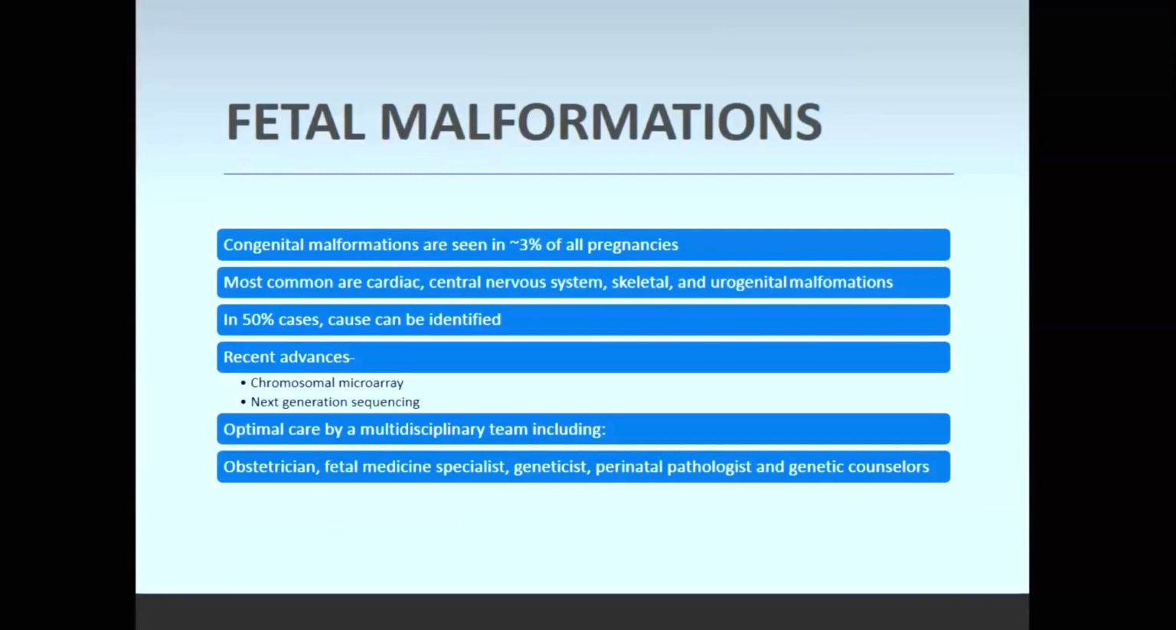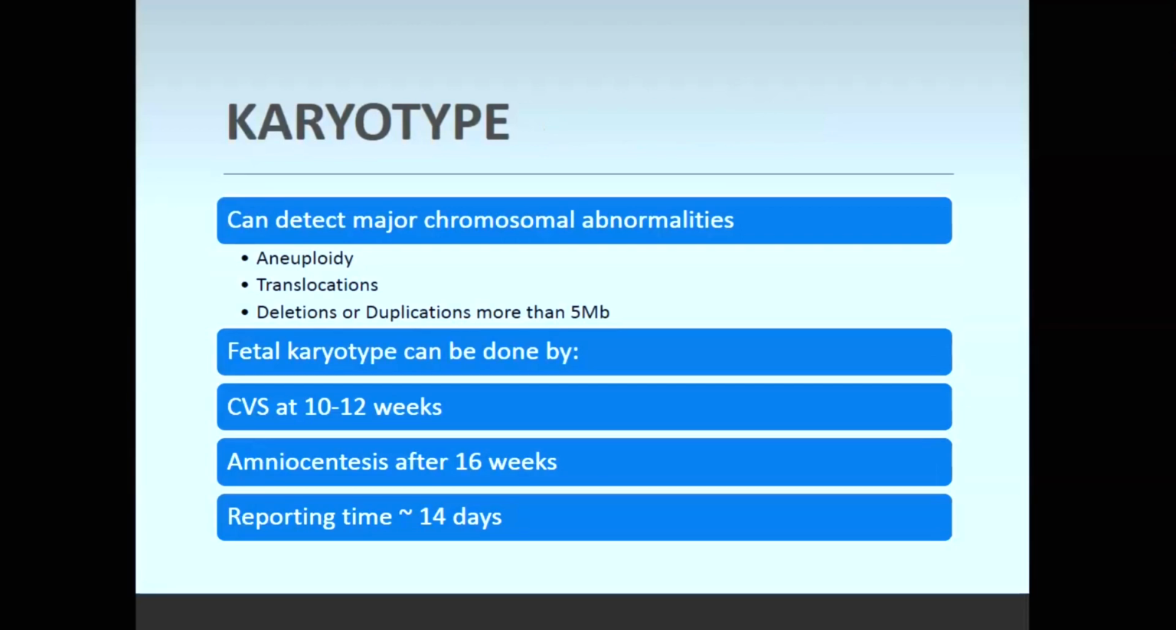So there are various types of malformations, and on average, they are seen in around 3% of pregnancies, most commonly cardiac malformations, CNS malformations, skeletal and urogenital malformations. In 50% of cases, we can identify the cause due to recent advances such as microarray and now next generation sequencing. So for fetal malformation, we need multidisciplinary care by an obstetrician, fetal medicine specialist, geneticist, perinatal pathologist, and genetic counselors.